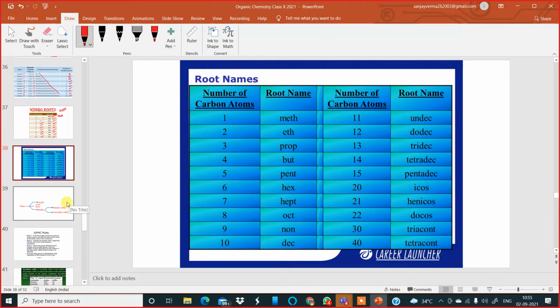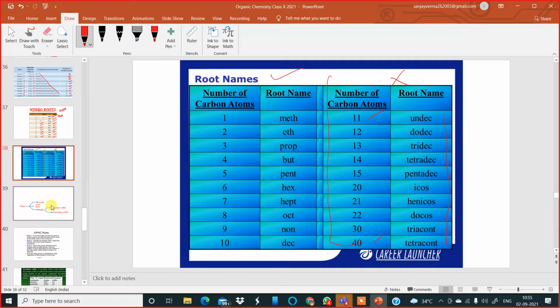Again, there might be some students who might ask, what is the word root if an organic compound has 11 carbon atoms? What is it called? So for them, I've got from 11 to 40 here. Just for information only, not for learning purposes. Only the earlier table is for learning purposes.